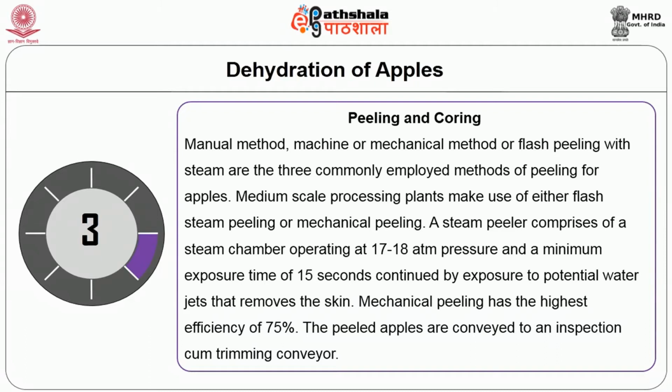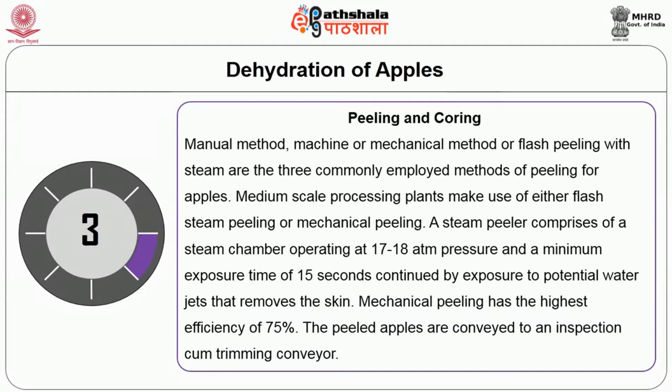Medium scale processing plants make use of either flash steam peeling or mechanical peeling. A steam peeler comprises a steam chamber operating at 17 to 18 atmospheric pressure and a minimum exposure time of 15 seconds, followed by exposure to potential water jets that remove the skin.